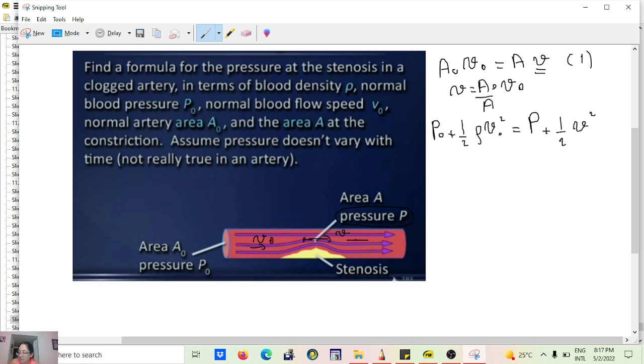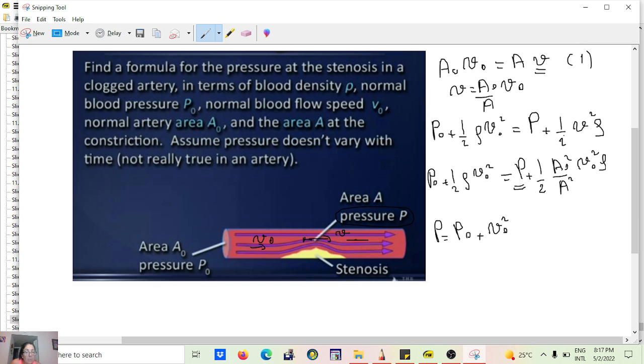So the pressure here is lower than the pressure there. So you're going to have P0 plus 1/2 rho V0 squared equals P plus 1/2 rho times the squared term here. Okay, so I'm isolating P. So P equals P0 plus V0 squared, and I forgot the rho.